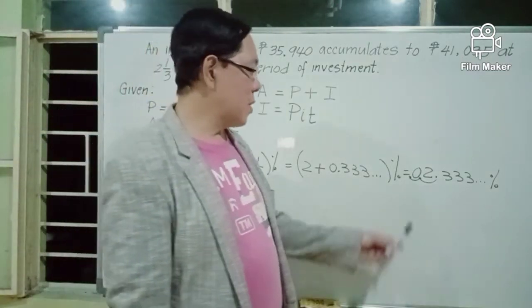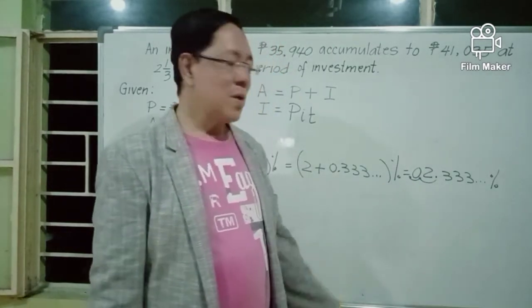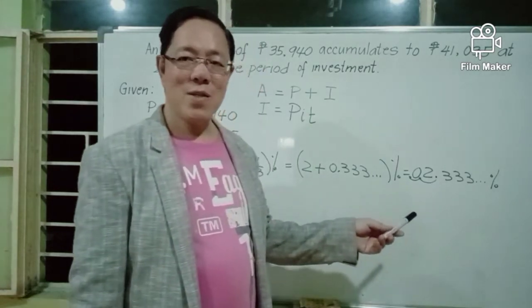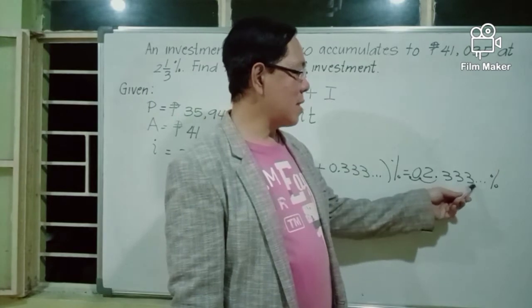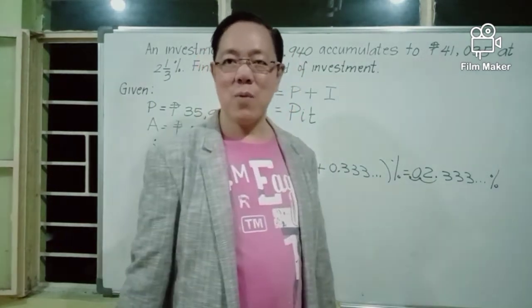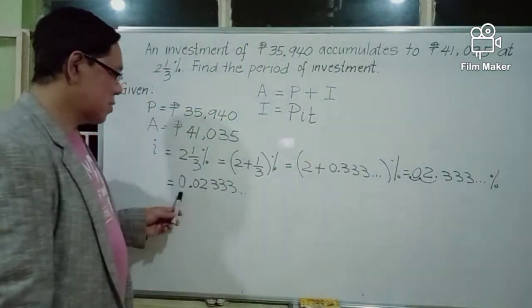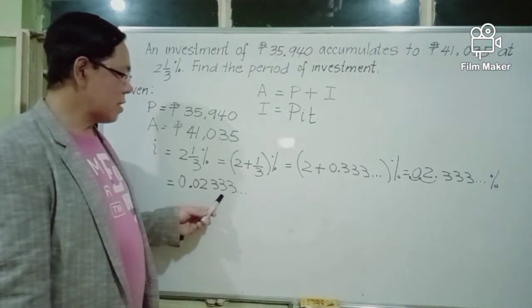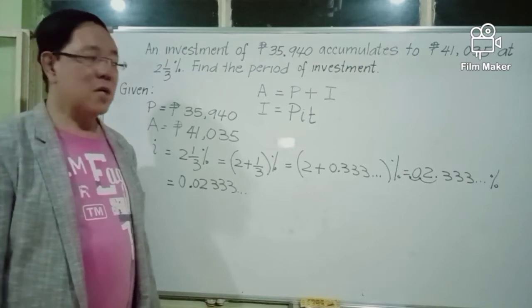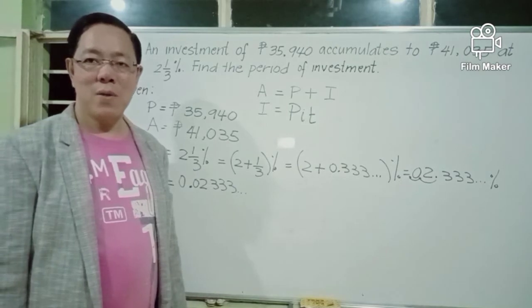Another way to convert 2.3333% to decimal number is to divide. In your calculator, you press 2.3333, with 3 repeated without end, and divide it by 100%. And you should get the same 0.023333. Now, after identifying all the given information, we now identify the required or what is unknown in the problem.